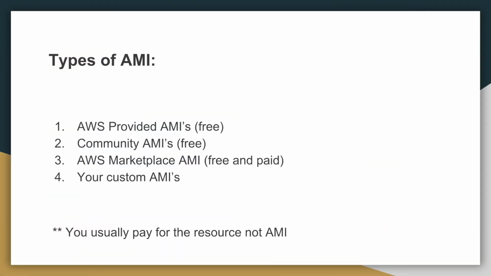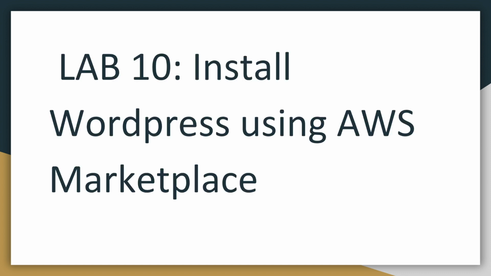Hey everyone, welcome to Lab 10. In the slides, we talked about the different kinds of AMIs, or Amazon Machine Images, the different types being AWS provided AMIs, community AMIs, your custom AMIs, and AWS Marketplace AMIs. We have used the AWS provided AMIs a lot, community AMIs when we launched the instance store backed EC2, and custom AMIs when we created a golden image, but we haven't used the marketplace so far. So for Lab 10, we will install WordPress using AWS Marketplace.